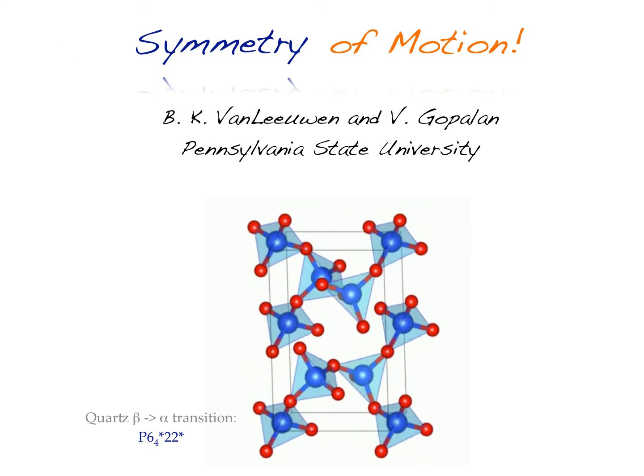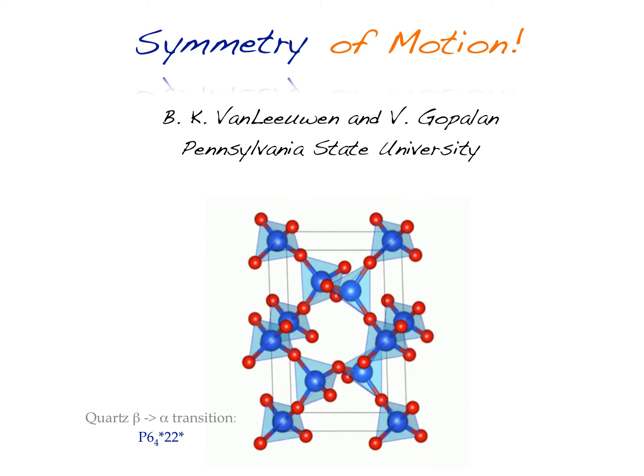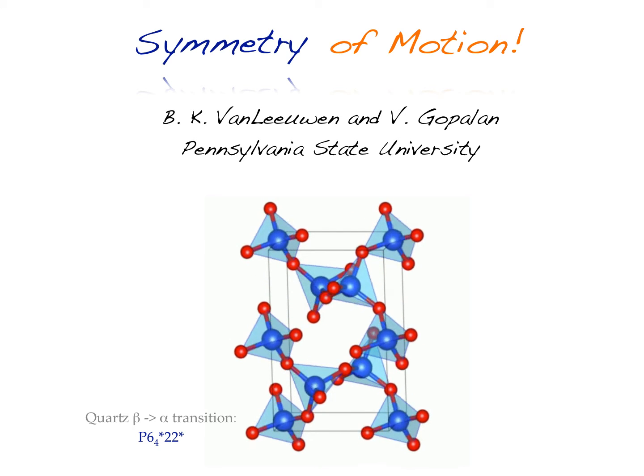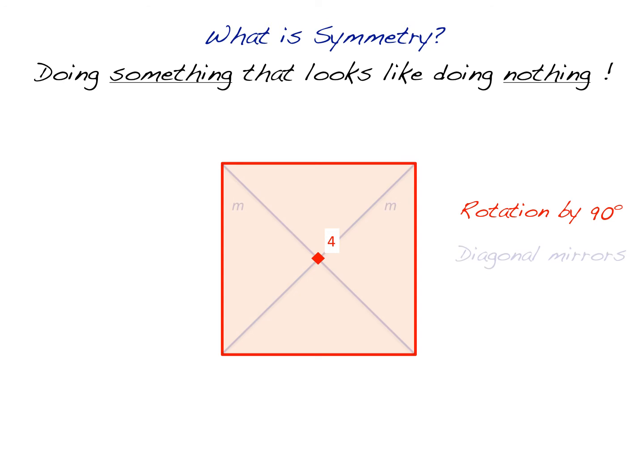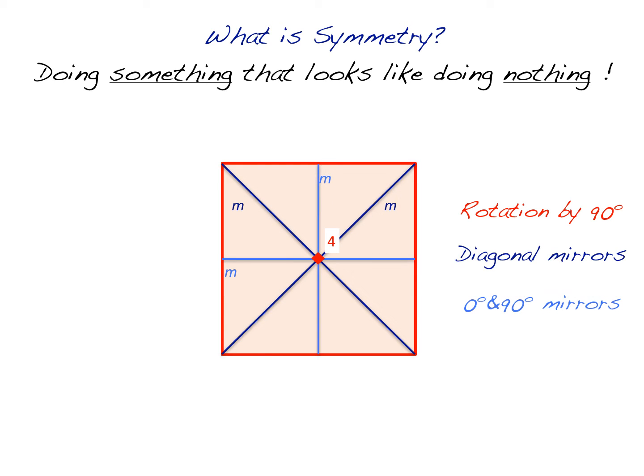This presentation describes a new symmetry hidden within distortions of matter and form. What exactly is symmetry? It is when doing something looks like doing nothing. For example, when you turn the square by 90 degrees, it looks the same. It is also called a four-fold rotation. Similarly, there are two sets of mirror symmetries, and the symmetry group of this square is 4mm.